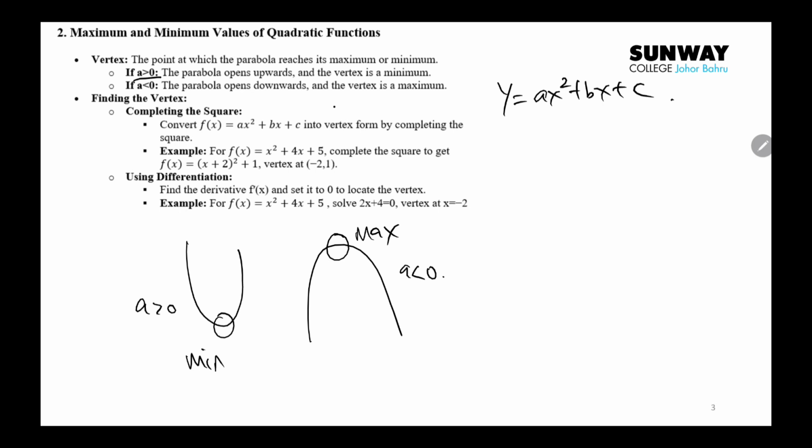Now there are two ways to find this stationary point, the turning point. One way is to use completing the square. Another way is to use differentiation. We are going to demonstrate both ways.